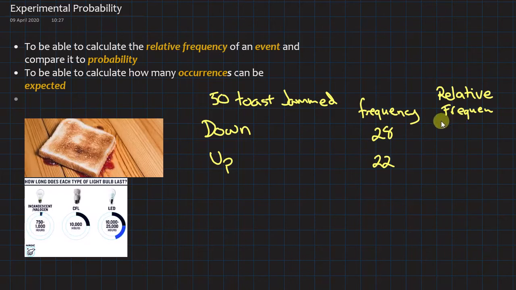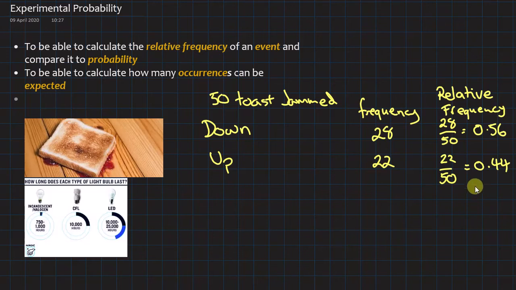So our actual answer would be 28 out of 50 is the frequency that it landed down, 22 out of 50 it lands face up. And you can calculate those as decimals, and if you put them into a calculator, you get 0.56 and 0.44. So you could actually consider that situation. This relative frequency, this number on the end, is actually a form of probability. This is the probability of toast being down.